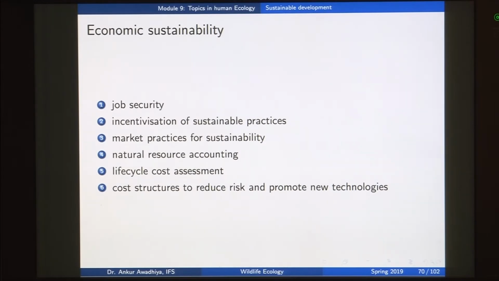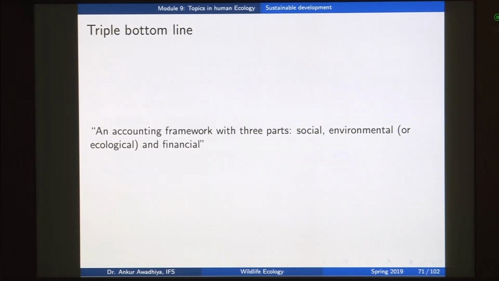And when we include all these three kinds of sustainabilities into our accounting framework, we talk about the triple bottom line. So bottom line is a concept that is used in finance and economics, which tells us what is the profit or the loss of any particular company. Now when we talk about the triple bottom line, we are talking about an accounting framework with three parts.